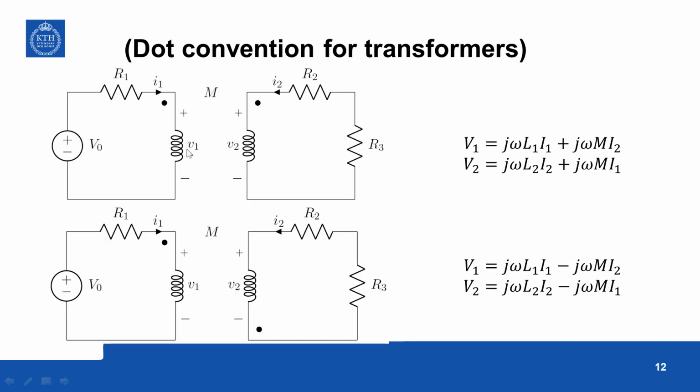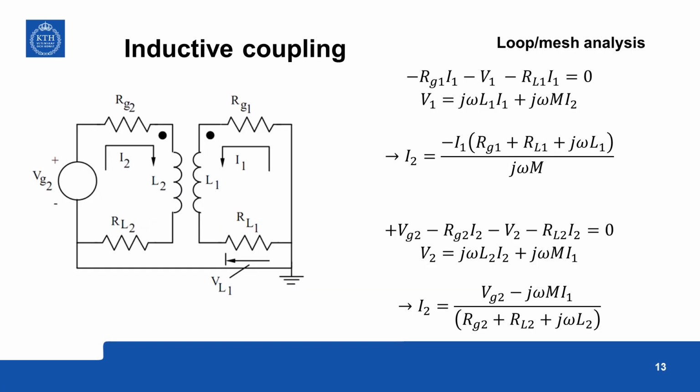Now you can have it in the opposite way, where the current is entering but the dot is over here. Then you have the mutual inductance voltage as negative. Now with this in mind, we adopt this dot convention where j omega M is positive.